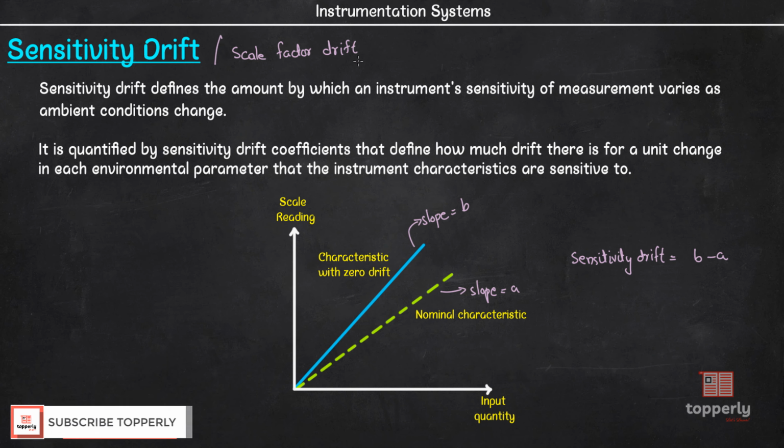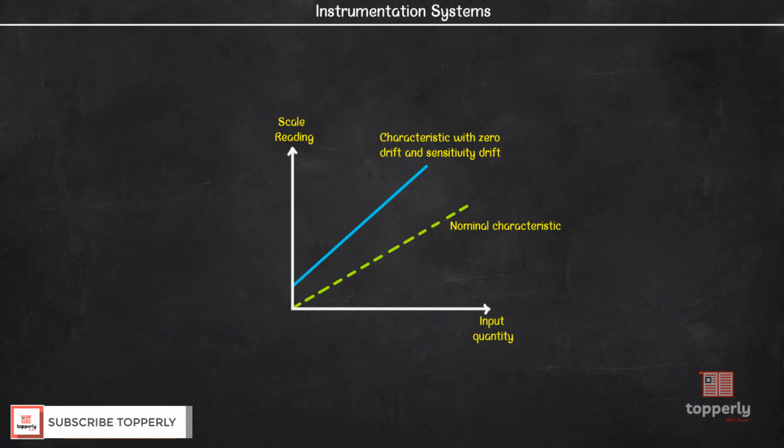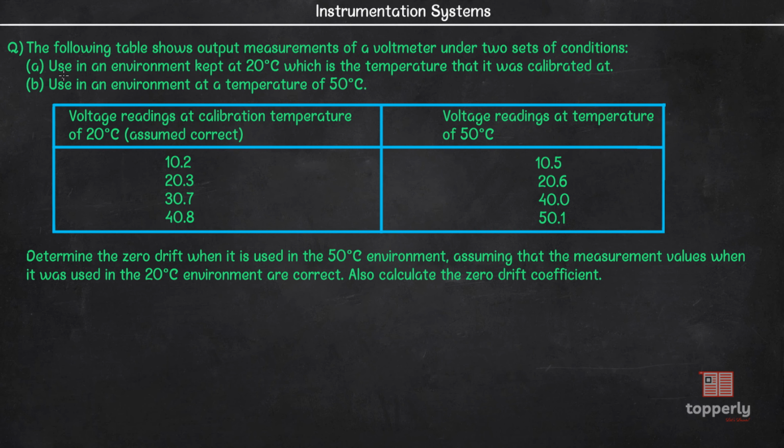Now, if an instrument suffers both zero drift and sensitivity drift at the same time, then the typical modification of the output characteristic is like this. Now let us see some examples on sensitivity drift and zero drift. The following table shows the output measurements of a voltmeter under two sets of conditions. A, used in an environment kept at 20 degrees Celsius, which is the temperature that it was calibrated at. B, used in an environment at a temperature of 50 degrees Celsius. So here are the readings at 20 degrees Celsius and here are the readings at 50 degrees Celsius.